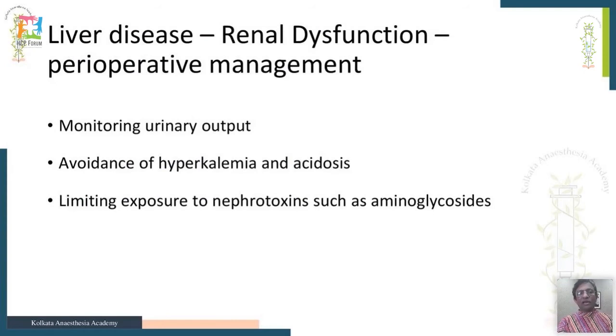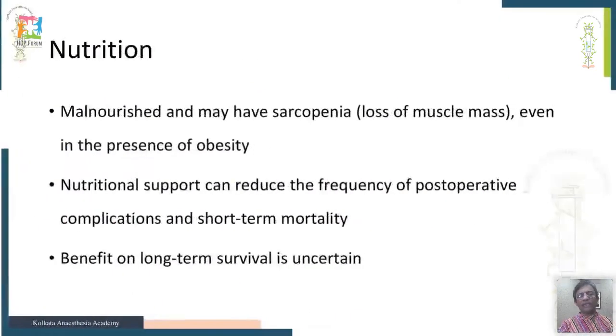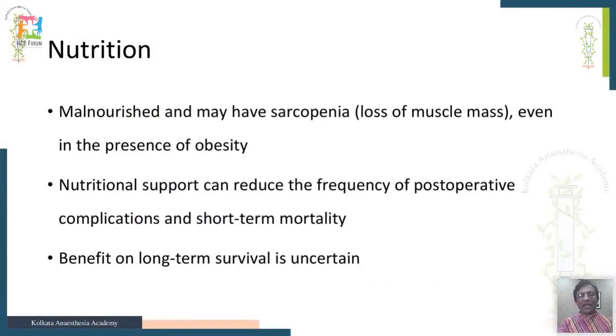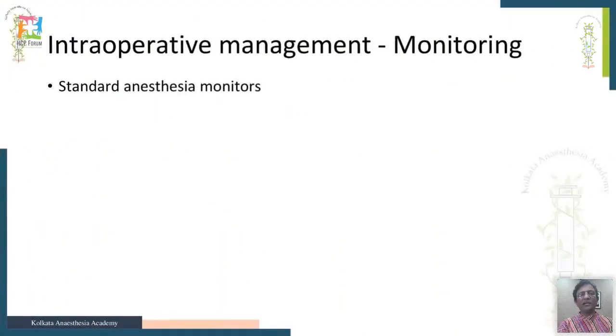Monitoring is urine output, hyperkalemia and acidosis avoidance, and limiting exposure to nephrotoxins and aminoglycosides. Electrolyte abnormalities: be aware that there will be hyponatremia. Don't try to be overzealous in correcting unless you find features of severe hyponatremia or the sodium goes below 120. Correct it slowly. Nutrition, again, needs to be corrected, and there are various modalities of correcting.